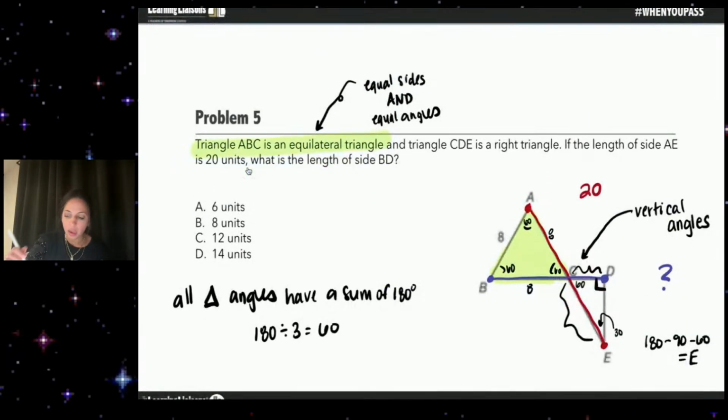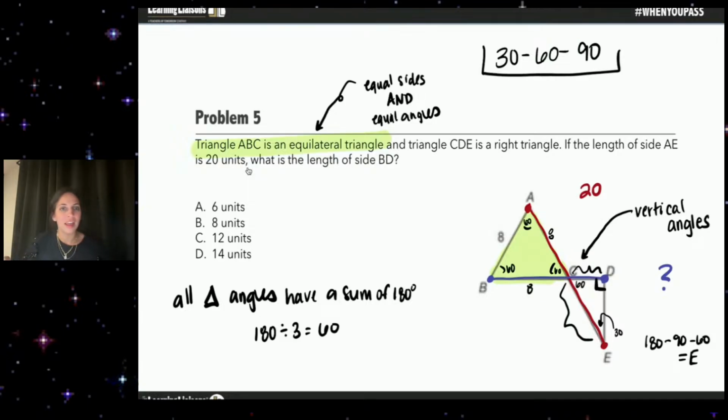So I see that I have a 30, 60, 90 degree triangle. And what's so special about a 30, 60, 90 degree triangle? Well, if I draw my 30, 60, 90 degree triangle up here, x is going to be across from the 30, 2x is going to be across from the 90, and x square root of 3 is going to be across from the 60. That is the relationship of all 30, 60, 90 degree triangles and their sides.